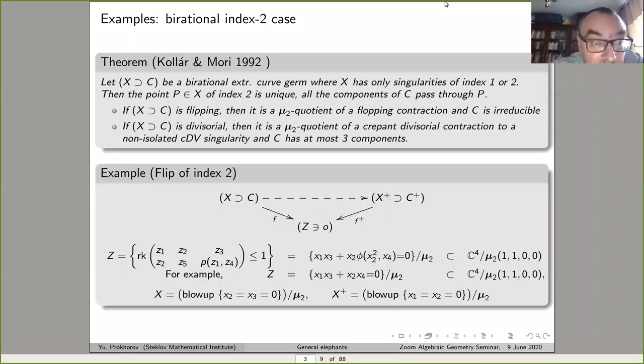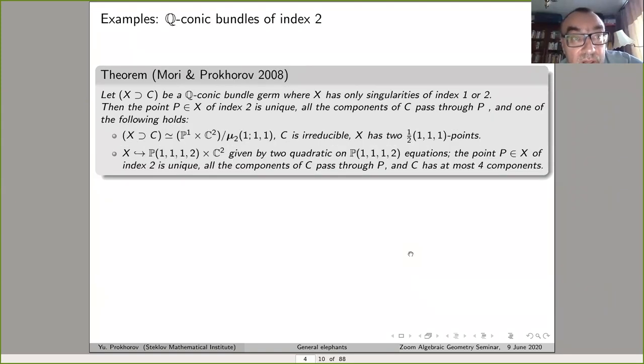So in this example, take the singularity downstairs, which looks like this. The simplest thing is when it is just an ordinary double point. Take a quotient by mu-two with such weights, and take two blow-ups. The first blow-up is one type of plane, the other is the other type of plane. Then we have a flip diagram like this.